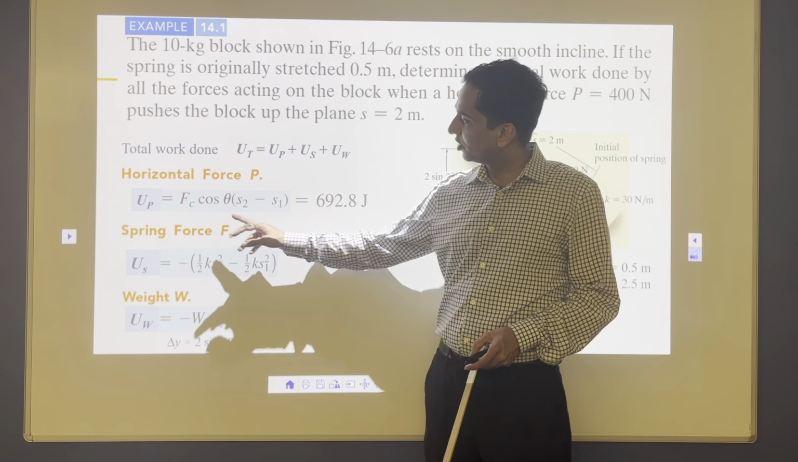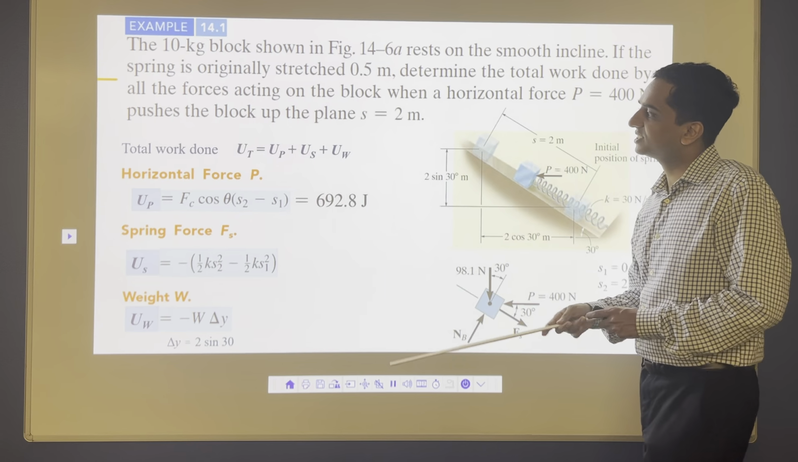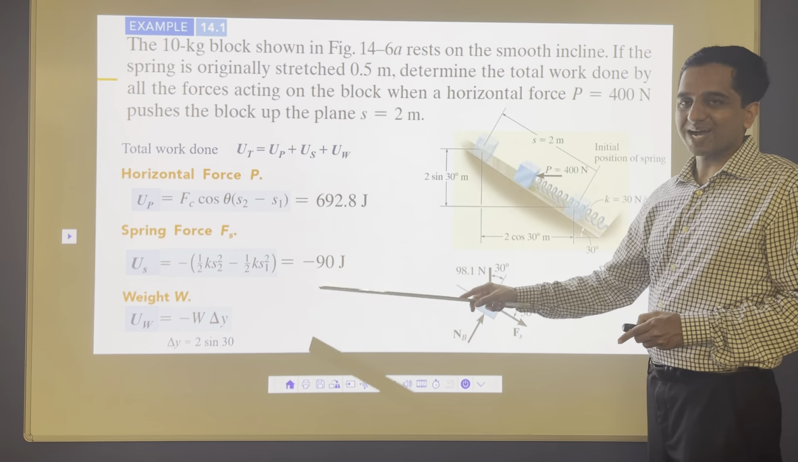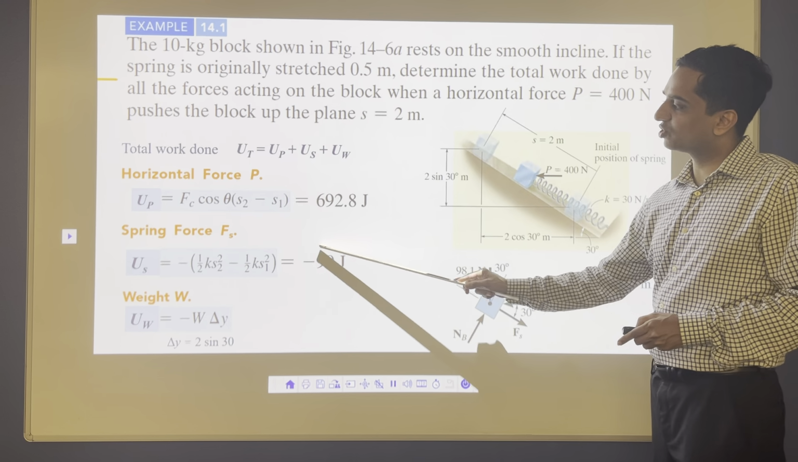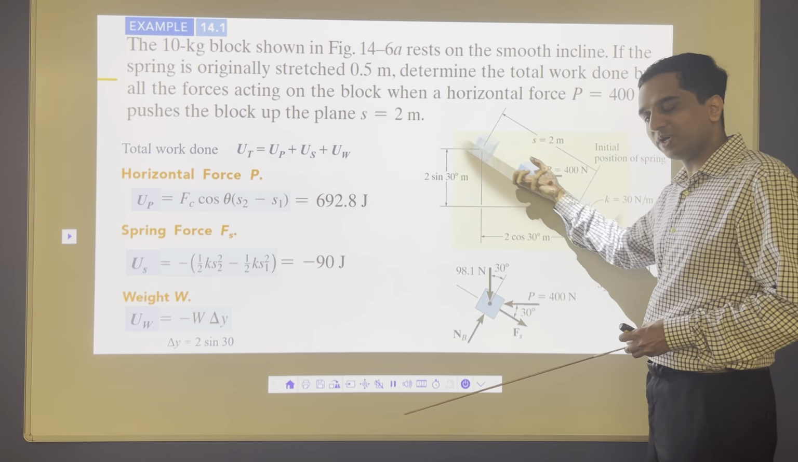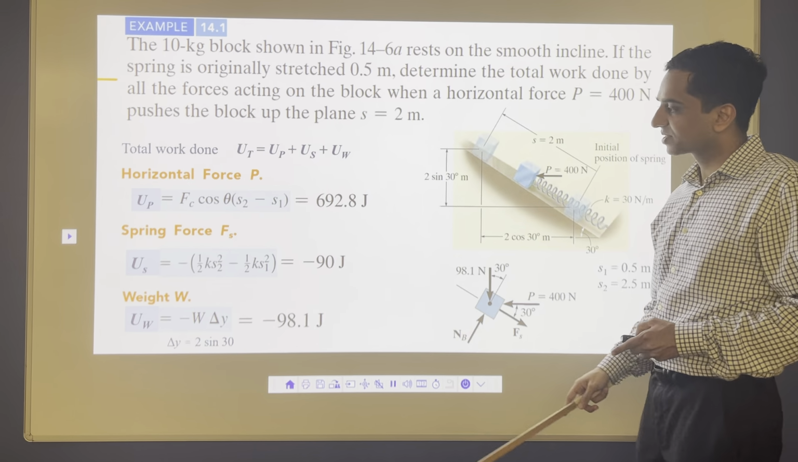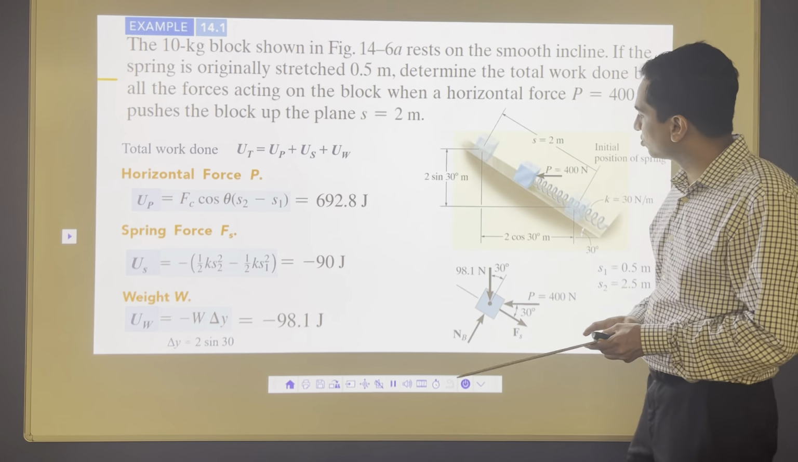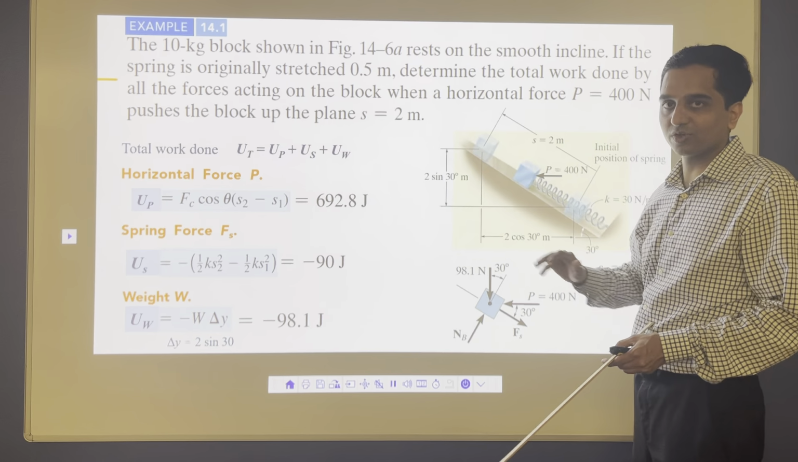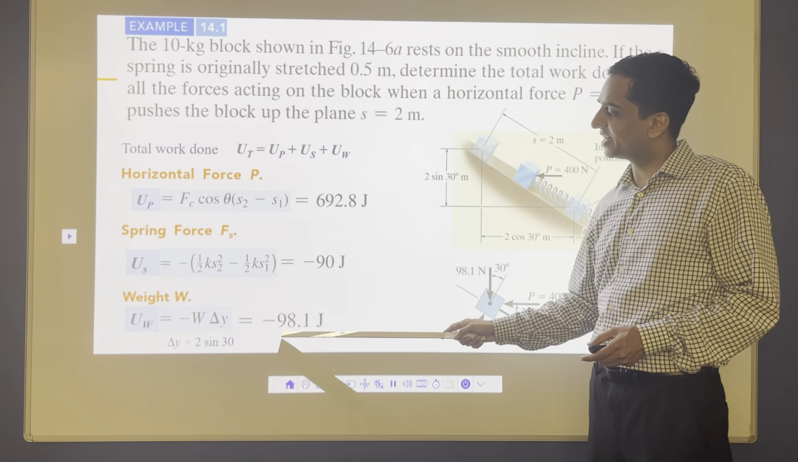So if you put numbers in, what you will get is the work done by this constant force is 692.8 joule. Then work done by a spring, you will get minus 90 joule. The minus sign is because the movement is in this direction. Spring is trying to pull it back in this direction, and therefore there is a minus sign. And then work done by gravity. Of course, gravity will try to pull it down. It's downward, but you are trying to push it up, so the work done will become negative. That's why the minus sign here, 98.1.